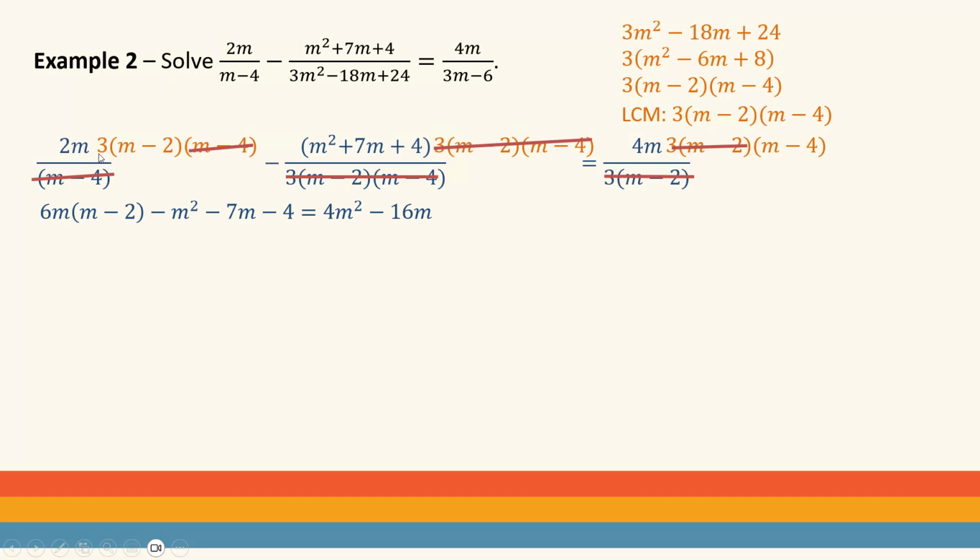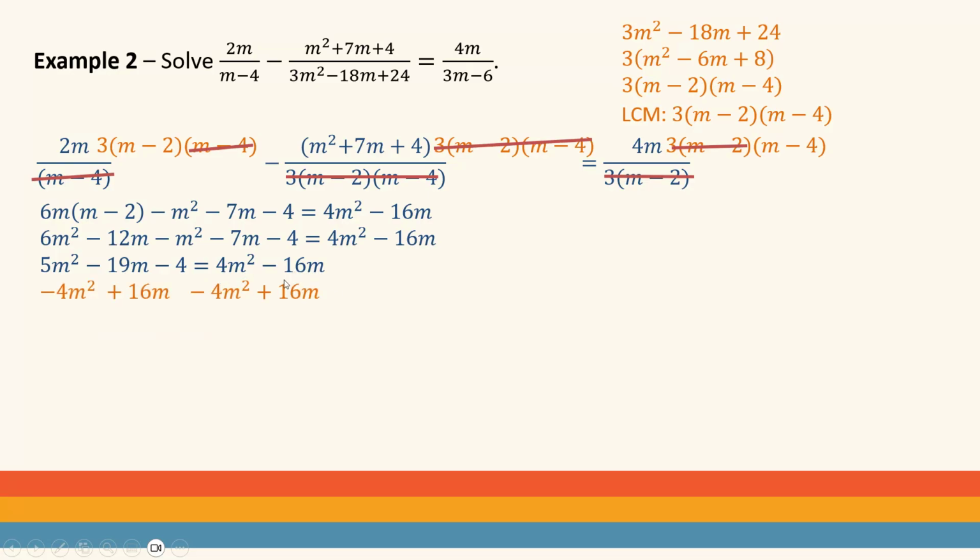So I multiplied 2m times 3 to get 6m, and then here I just distributed the minus to the m squared plus 7m plus 4, and then over here I distributed the 4m. Next we will distribute 6m to the m minus 2. Then we combine like terms, so 6m squared minus m squared gives us 5m squared. And then I also combine negative 12m minus 7m to give us negative 19m. And then we would subtract 4m squared from both sides and add 16m.